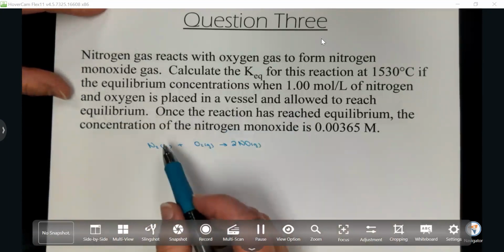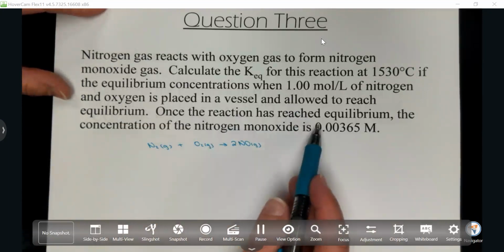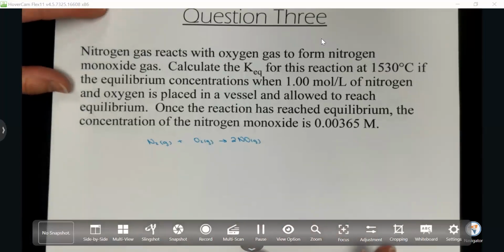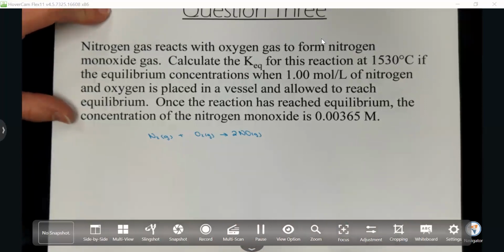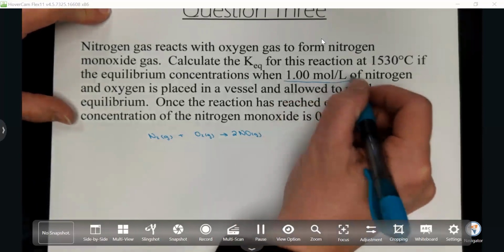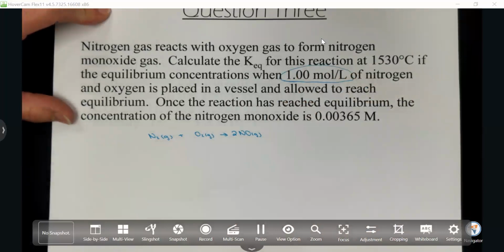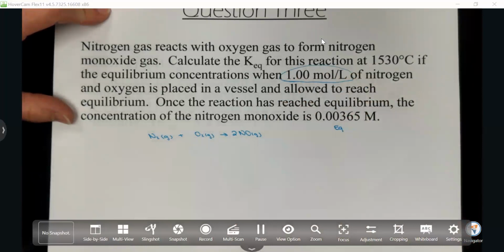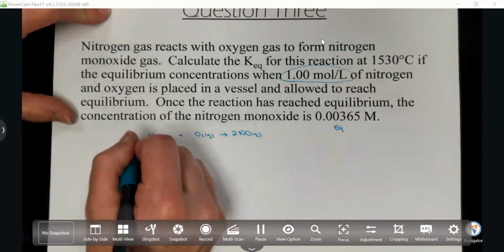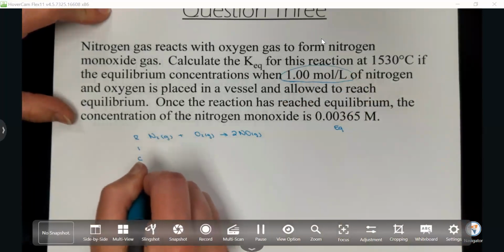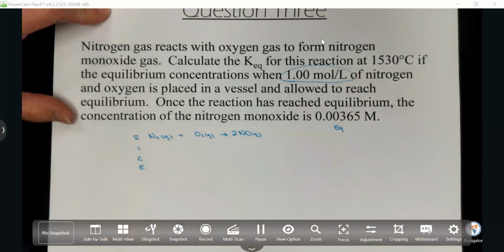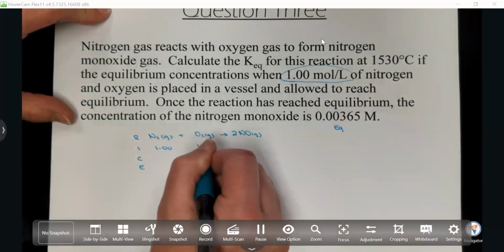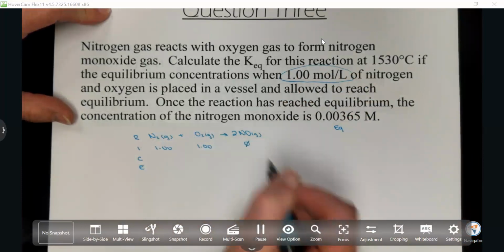a vessel and allowed to reach equilibrium. Once the reaction has reached equilibrium, the concentration of the nitrogen monoxide is 0.00365. So this question gives us initial concentrations for the nitrogen and the oxygen, and it gives us an equilibrium concentration for the nitrogen monoxide. So we need a RICE table because we need the equilibrium concentrations for nitrogen and oxygen. It tells us that our initial concentrations for these are 1.0, and we start with 0 products.